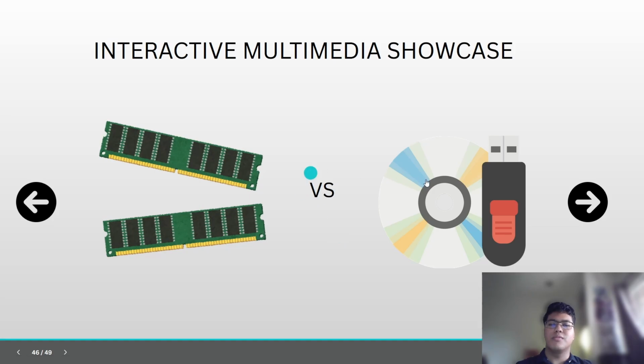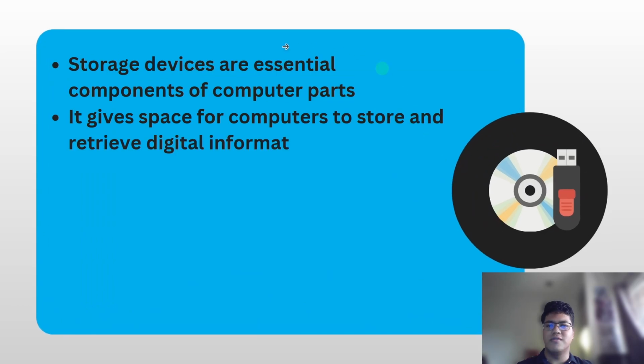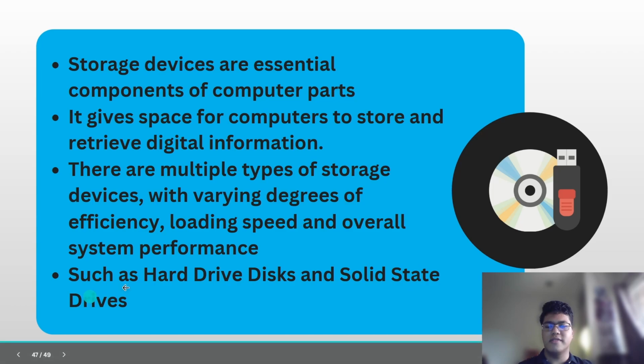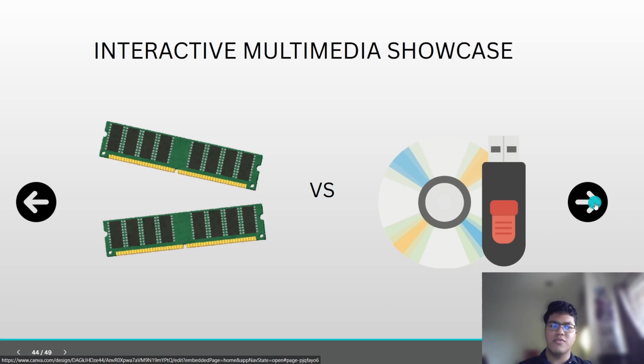Now, why are we comparing to storage devices? Well, just like RAM, storage devices store information, but storage devices are essential component parts of your computer. They give space for computers to store and retrieve digital information. And also there are multiple types of storage devices out there in the market right now, with varying degrees of efficiency, loading speed, and overall system performance, such as hard disk drives, or HDD, and solid-state drives, or SSD. Now we've done comparing the two, we can now move to the conclusion.